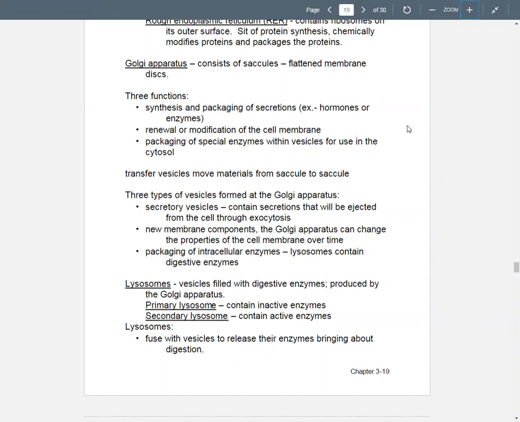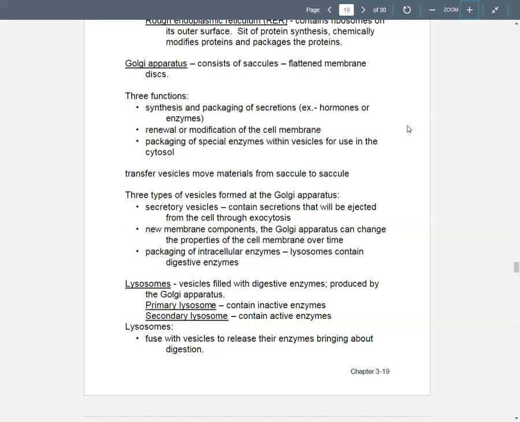They're also involved in packaging certain enzymes within vesicles for use inside the cell. Okay, and we'll talk about what vesicles are. But basically, vesicles are spheres. So they're kind of like little balloons inside your cell that transport stuff inside of them. And stuff is a fancy anatomical term, right? So just using that because you can transport different things. So these transfer vesicles can move certain materials from one saccule to another.